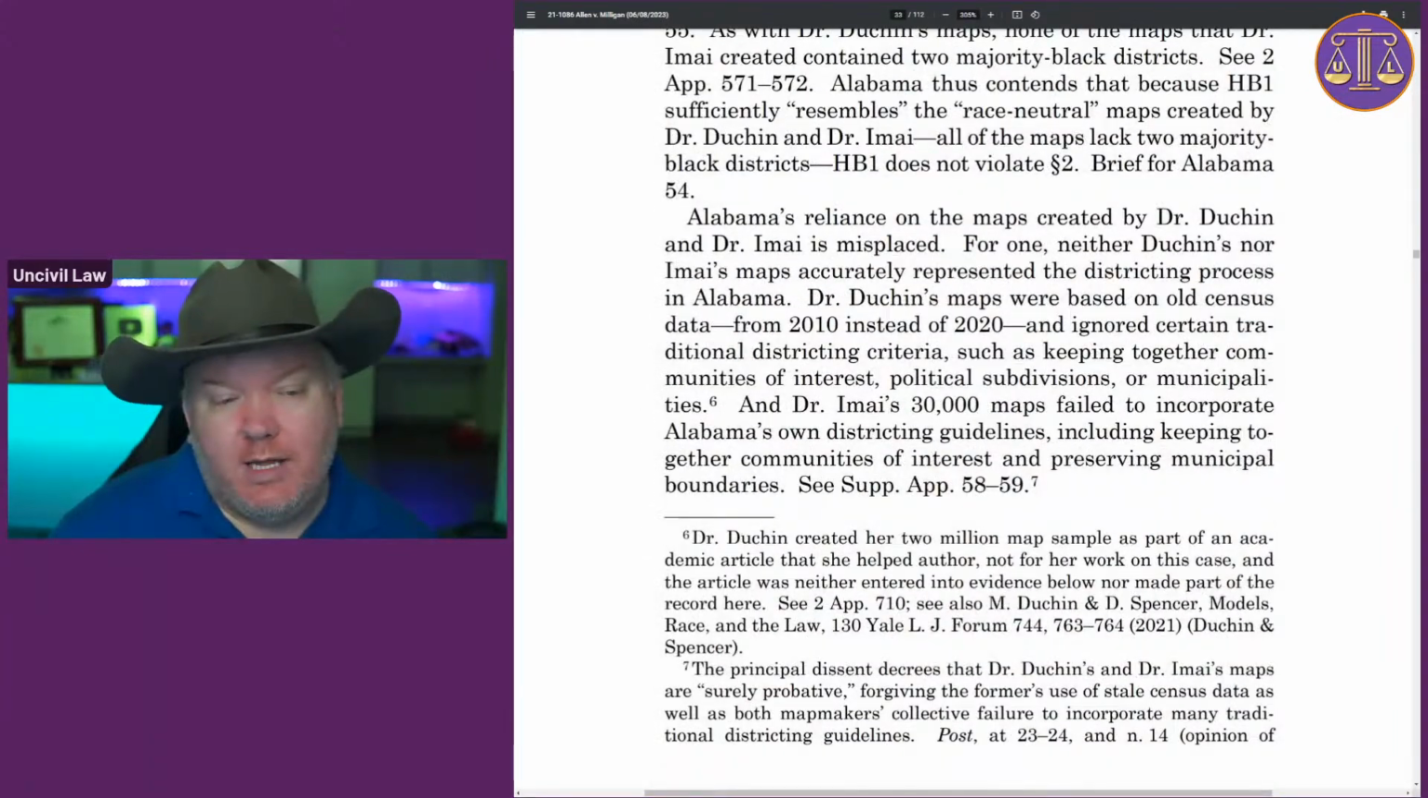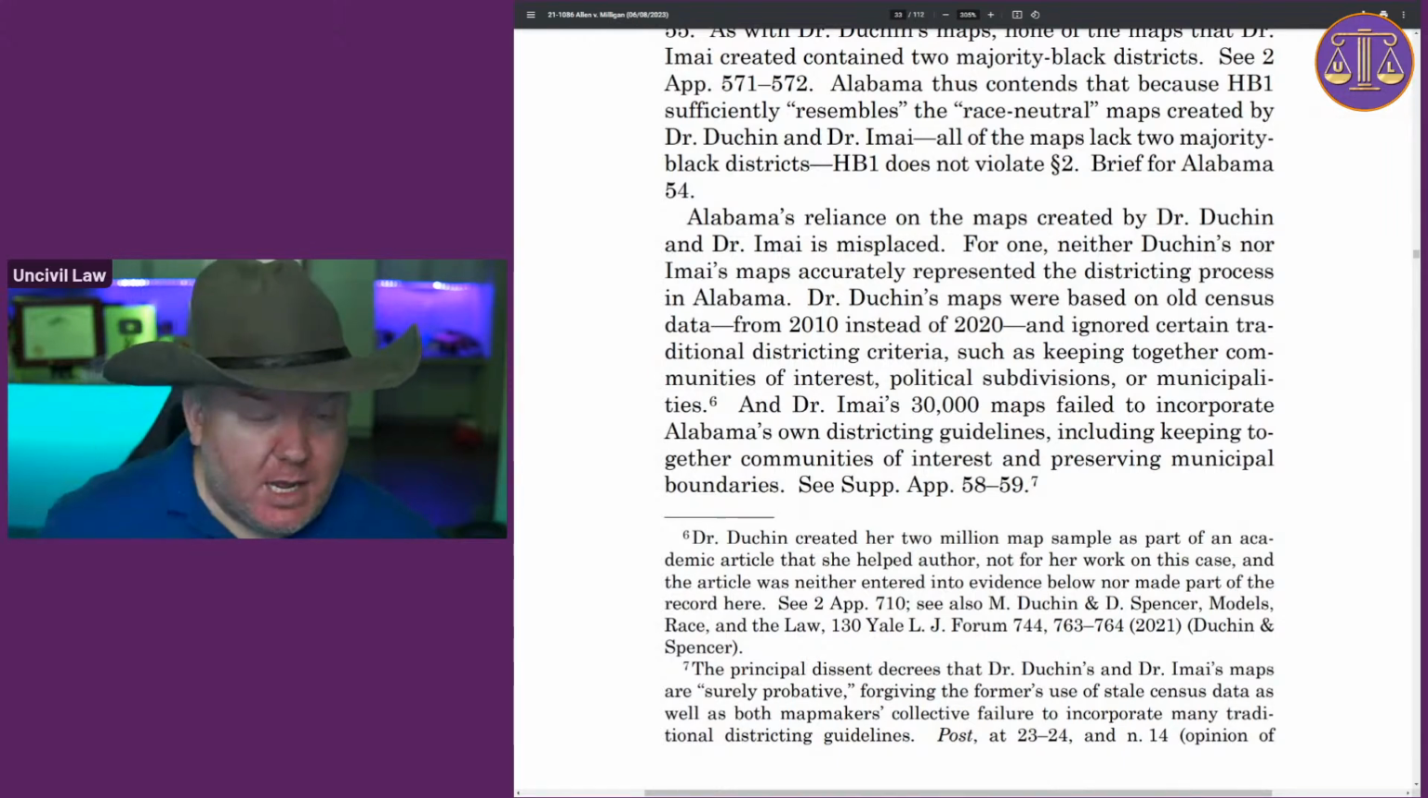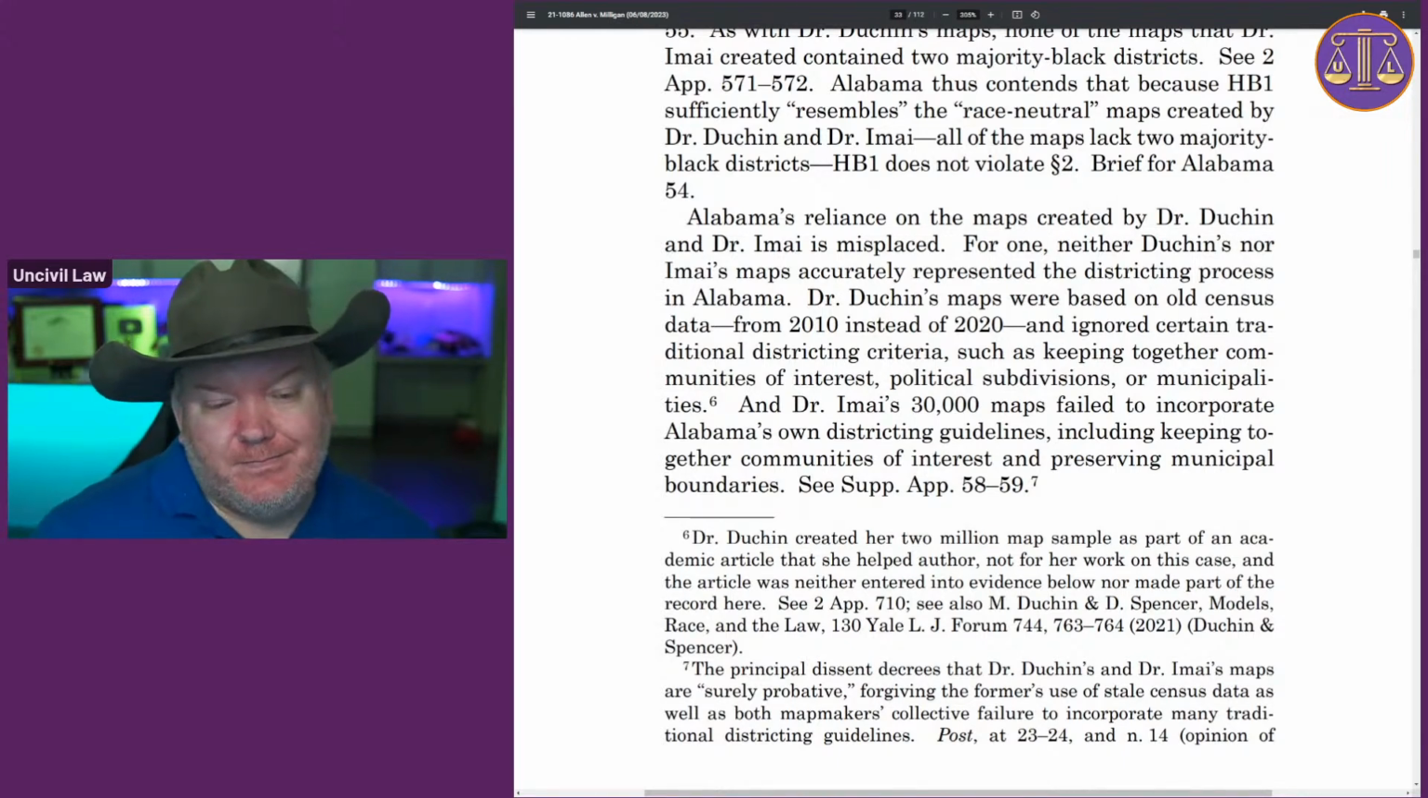Alabama's reliance on the maps created by the experts is misplaced. For one, neither expert's maps accurately represent the districting process in Alabama. The first expert's maps were based on old census data from 2010 instead of 2020, and ignored certain traditional districting criteria, such as keeping together communities of interest, political subdivisions, or municipalities. And the other expert's maps failed to incorporate Alabama's own districting guidelines, including keeping together communities of interest and preserving municipal boundaries. Hmm.